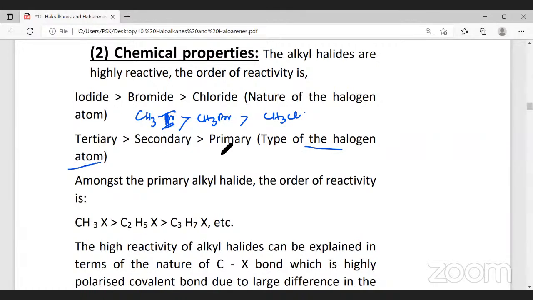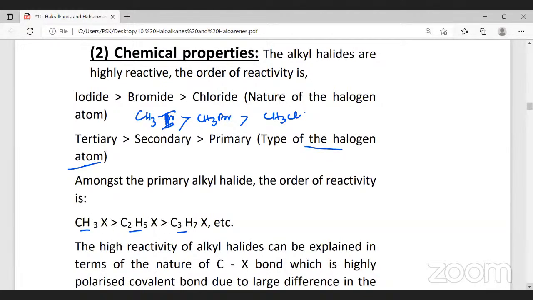The second is based on the type of alkyl group. Tertiary is greater than secondary, and secondary is greater than primary. Amongst the primary alkyl halides, all are primary alkyl halides, but now this is a smaller molecule.